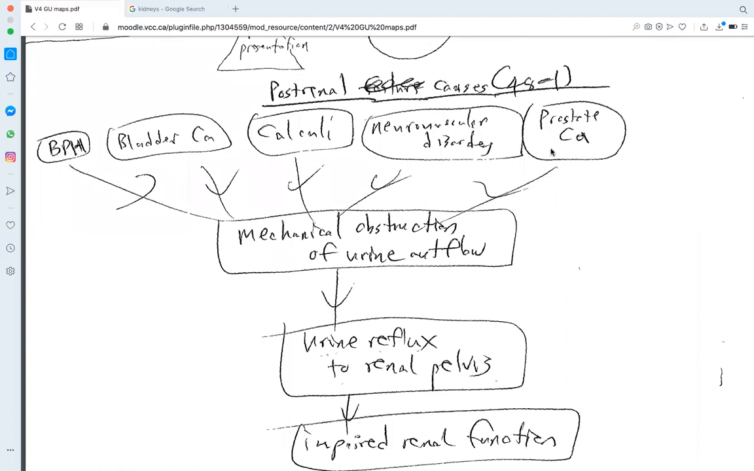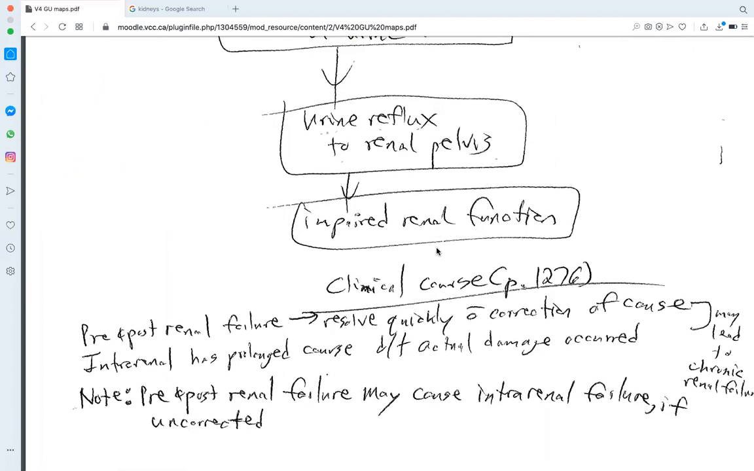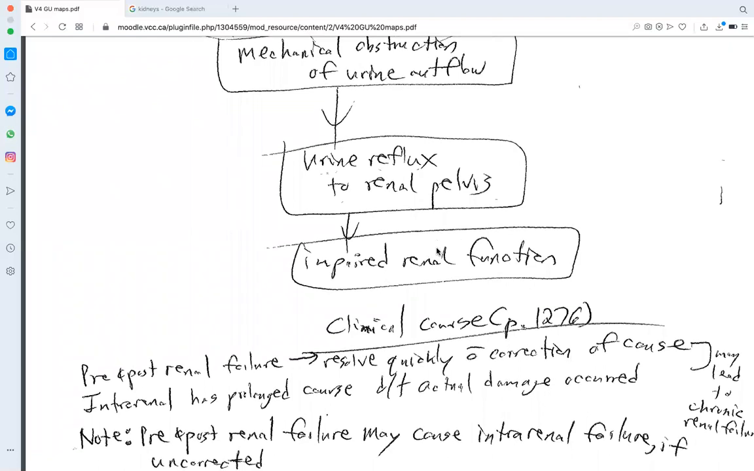What do they all have in common? All these causes, yeah, mechanical obstruction of the urine flow causing reflux and then decreased functioning. A lot of our post-renal failure we fix with surgical, or we just let the stone pass out. A lot of our pre-renal we can fix quickly by giving fluids. It's the intrarenal that usually takes longer by way of antibiotics, maybe surgery, for example, to remove a tumor, and maybe it ends up being a chronic disease.